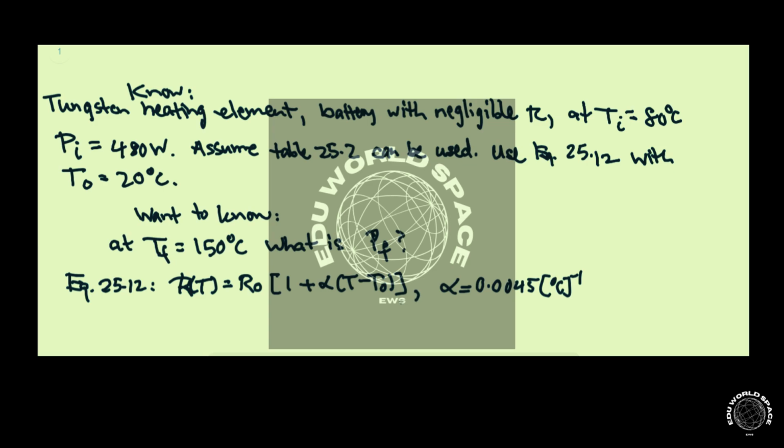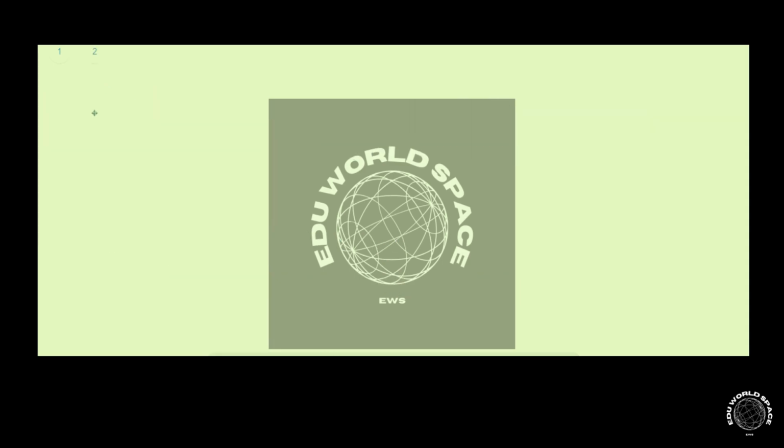Now, given that we have to find a power, and we know that we have to use an equation with resistance, that leads me to think that I should use this equation here. Power is equal to the potential difference squared over R, right? But R is a function of temperature, so let's write that. So then my power becomes a function of temperature.